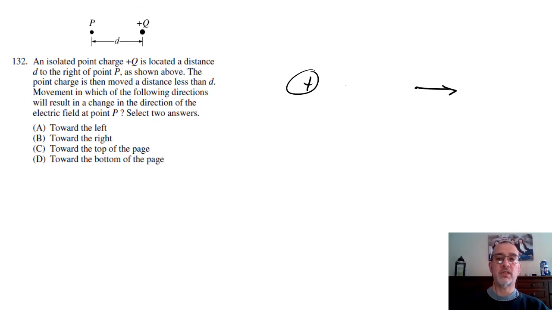Now, if I picked a point that's closer, then the field is going to be bigger. If I pick a point farther away, then it'll have less field because the magnitude of the electric field, of course, is kq over r squared. So the further away I get, the weaker the electric field is. But as far as the direction, it's directly away from the positive charge.